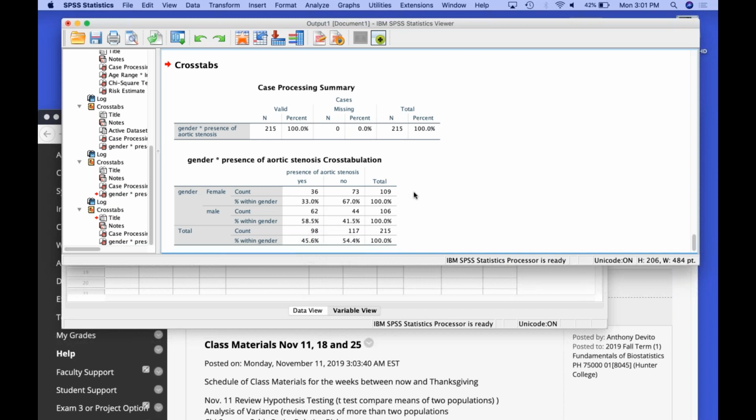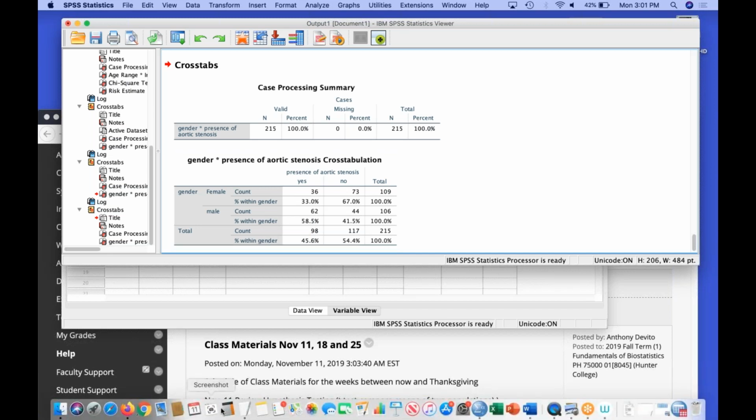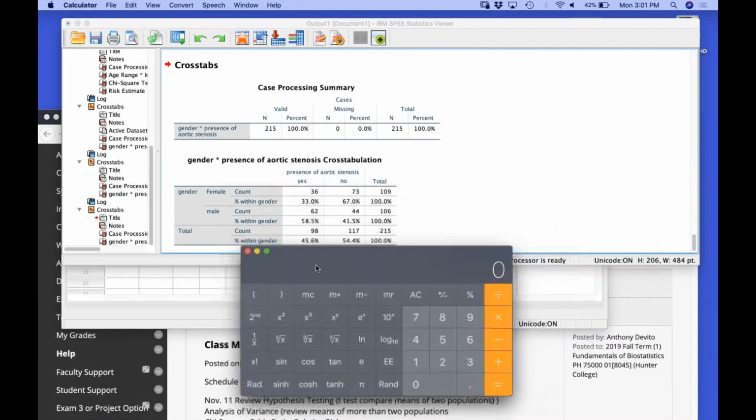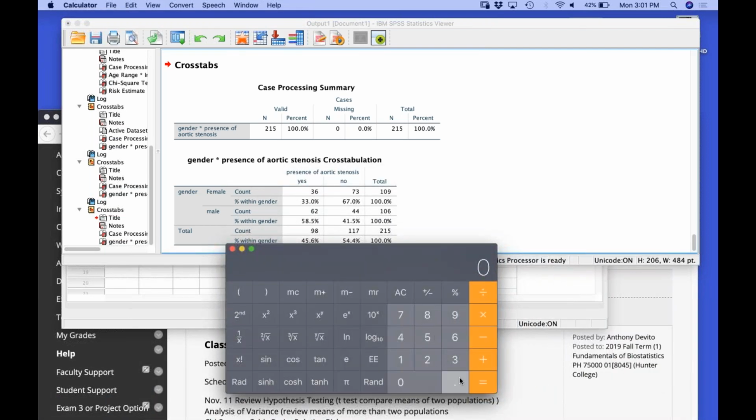So what would be my relative risk for females versus males? Well, 33% divided by, because that's A over A plus B, right, 36 over 109. That would be 33% divided by 58.5%. So my relative risk is, let me do it on my calculator. Clear. 0.33 divided by 0.585 is equal to 0.56.